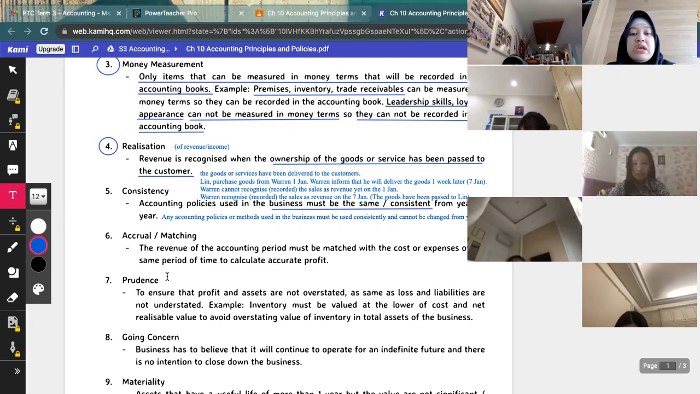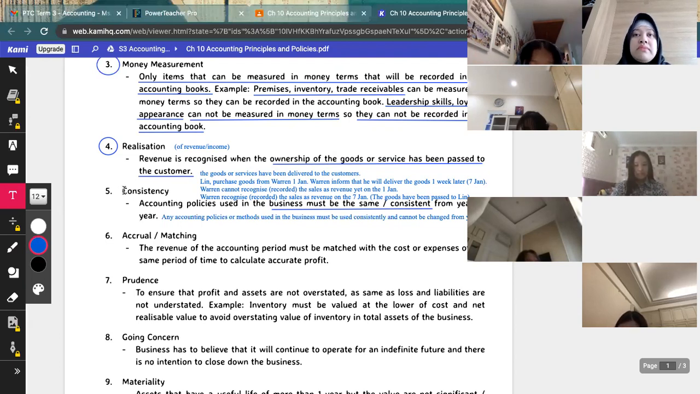Let's say in year 1, we use method A. Year 2, we use method B. Then year 3, we use method A again. Then year 4, go back to method B. We cannot do that. So that is why consistency is one of the policies.